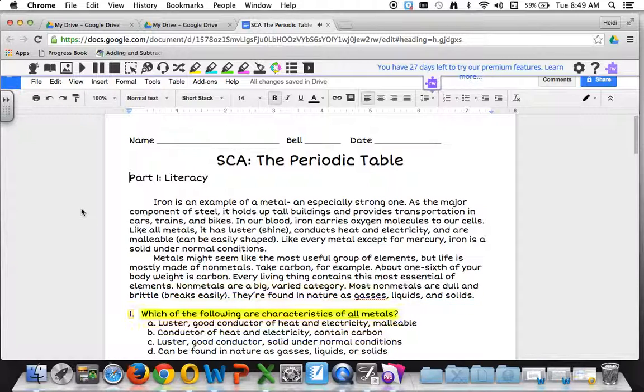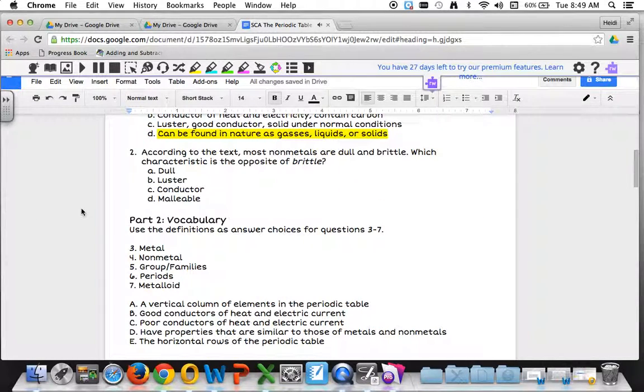1. Which of the following are characteristics of all metals? A. Luster, good conductor of heat and electricity, malleable. B. Conductor of heat and electricity, contain carbon. C. Luster, good conductor, solid under normal conditions. D. Can be found in nature as gases, liquids, or solids.